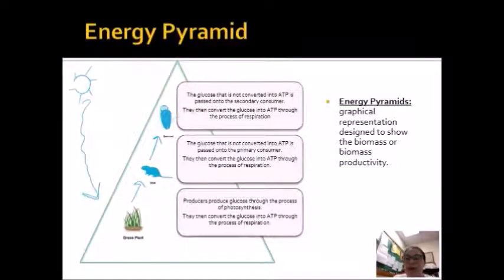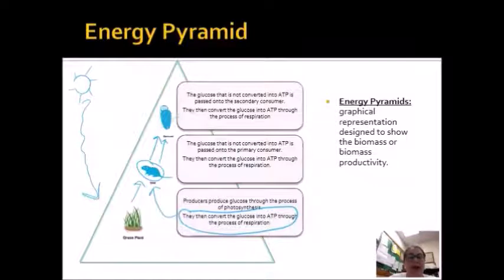The producers produce glucose through the process of photosynthesis. They then convert that glucose into ATP through the process of respiration. Whatever glucose is not converted into ATP is what gets passed on to the vole. The vole then takes that glucose and converts it into ATP. And whatever glucose is not used by the vole is then passed on to the barn owl.